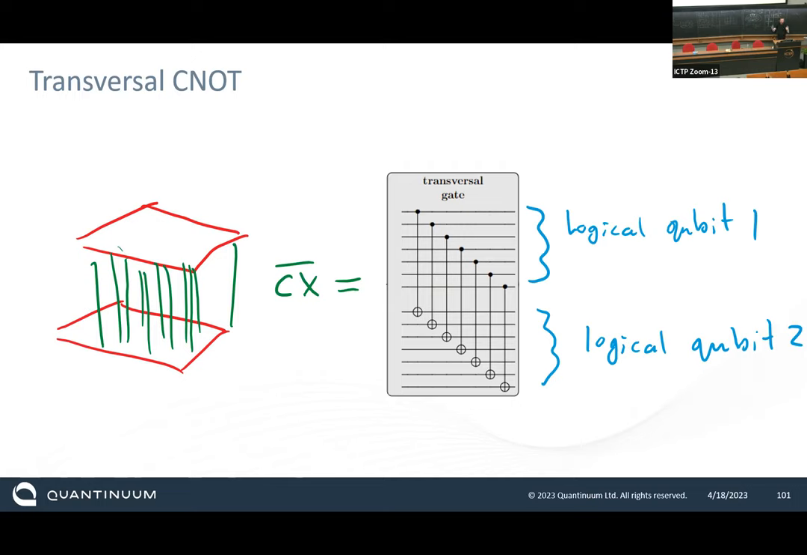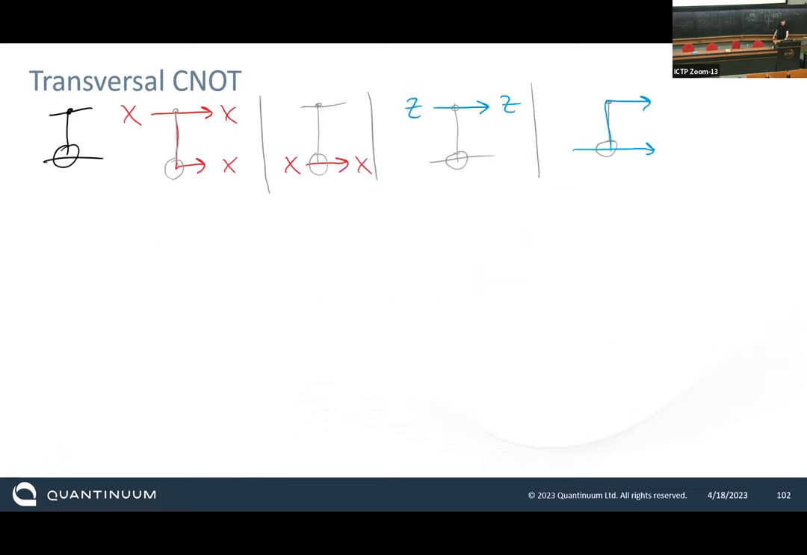For the transversal gate for all these CSS codes, all you have to do is, as Ben mentioned, put the corresponding CNOT in one block, that's your control block, representing one of your logical qubits, to the corresponding qubit in the other block, that's your target block. So sort of like this. We have two codes, and we're just stringing CNOTs between them.